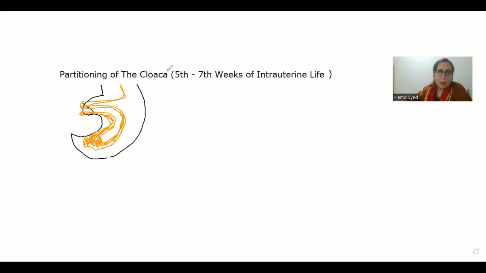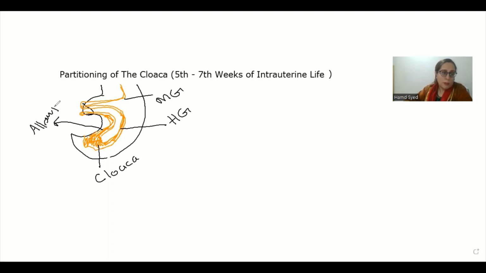So why don't we label these structures? This here was the midgut. Just going to write MG for now. And the lower part is the hindgut. The hindgut is entering this pouch-like region, which is the cloaca. And then you can see this is the allantois, which is entering the anterior side of the cloaca.